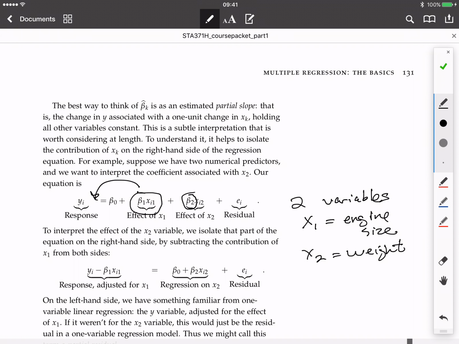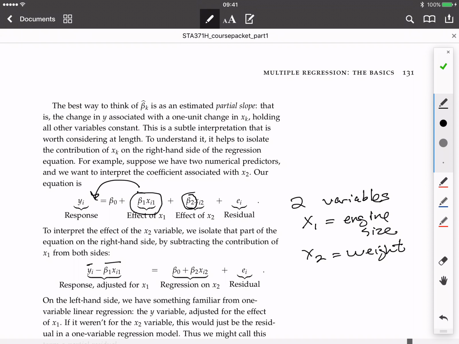Okay, so what we've got here now, if we do that, is on the left-hand side, y minus the x1 effect. On the right-hand side, we have a regression on x2. And so both of these pieces are familiar. On the left-hand side, what do we have if we take a y variable and we subtract an effect due to an x variable? Well, we have the y variable adjusted for the effect of that x. It's sort of like a partial residual, accounting for one of the two effects in this regression model.